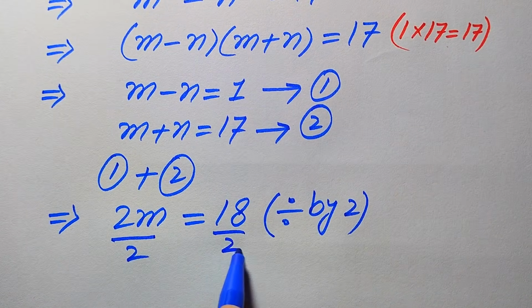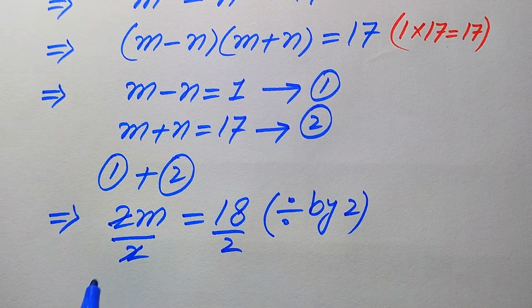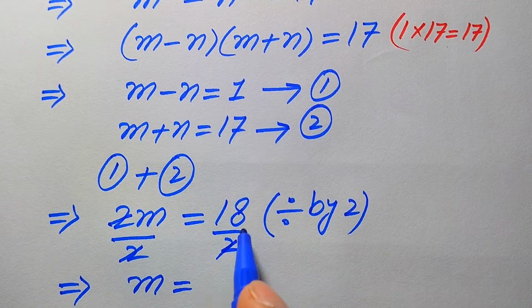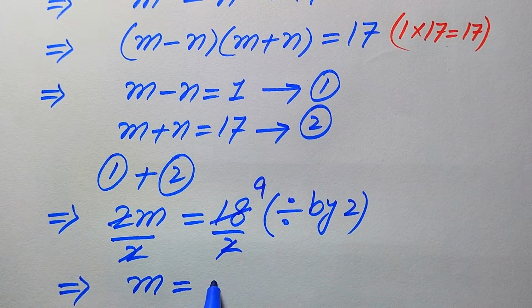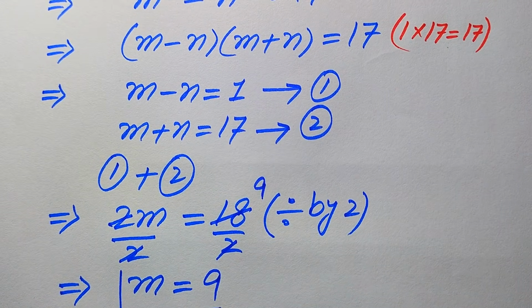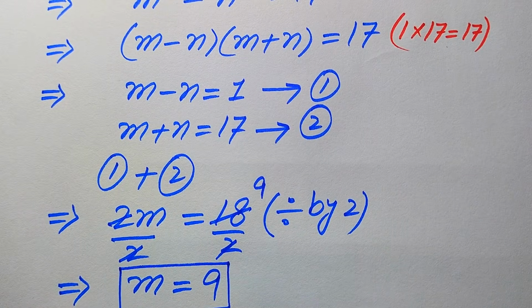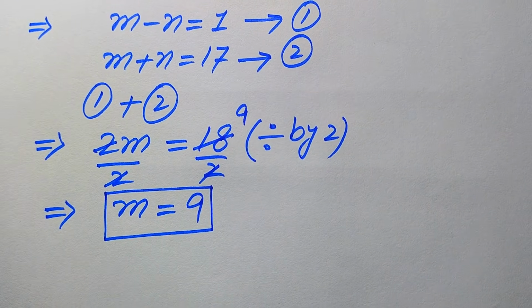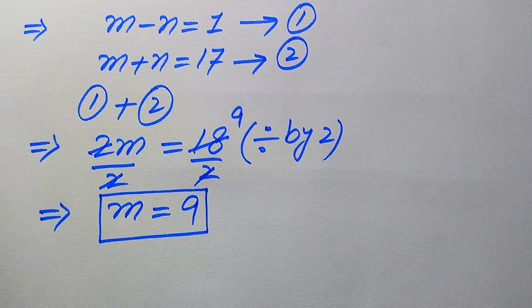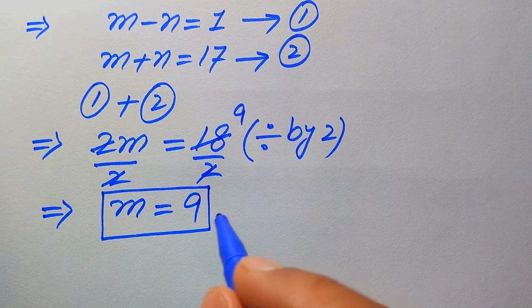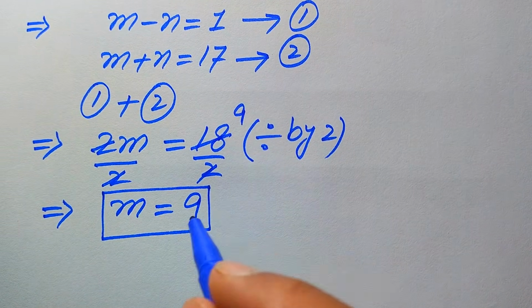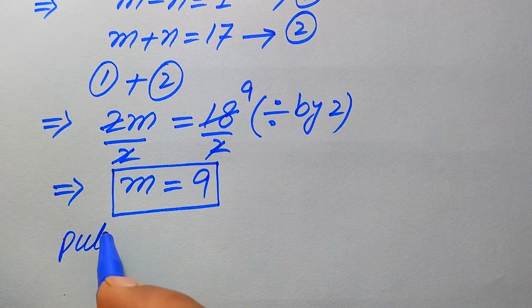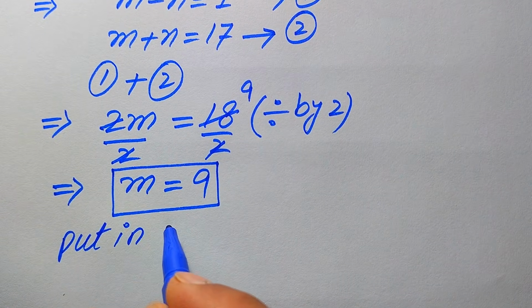So we divide both sides by 2, and the 2 and 2 are gone, and we get m equals, 2 times 9 becomes 18, so we get the value of m is equal to 9. So this is the value of m, and now we use this value of m and easily get the value of n. So here we put this value of m in equation number 1.